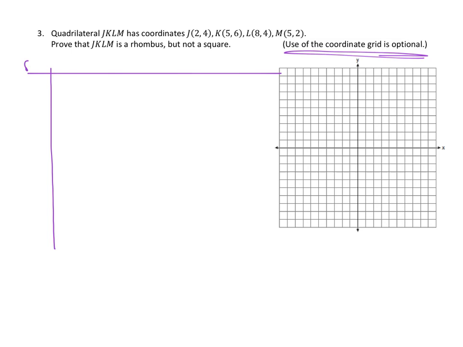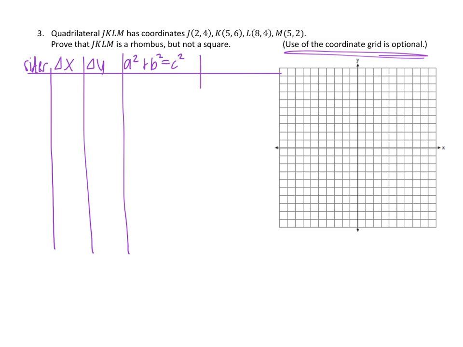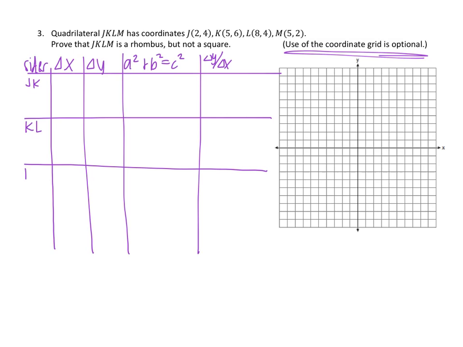So our first label is for sides. Then after that we have change x, change y, Pythagorean theorem, and change y over change x. The first side length that we have would be JK. Next would be KL. Third is LM. And then to wrap it up is MJ.